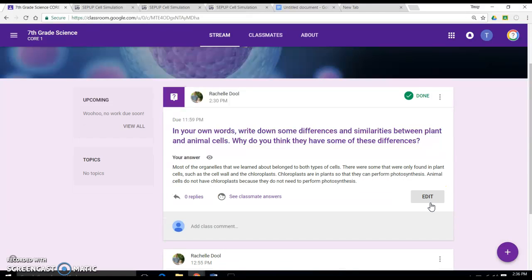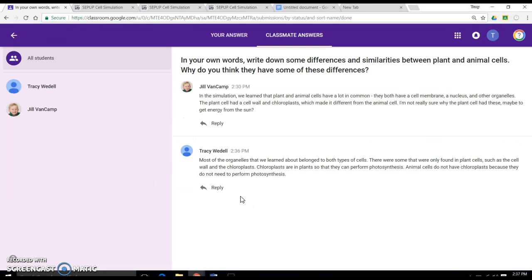And a couple things will happen. One, you're going to see this green check mark and the done sign up at the top, but you're also going to see that something was added down here. It says see classmate answers. So you can go ahead and click on that. And here is where you can read what your classmates have written, but you can also choose to respond to something that they have posted.